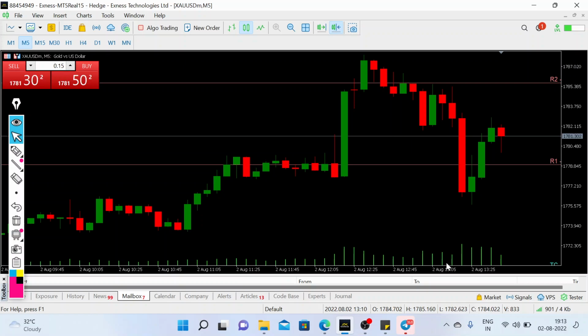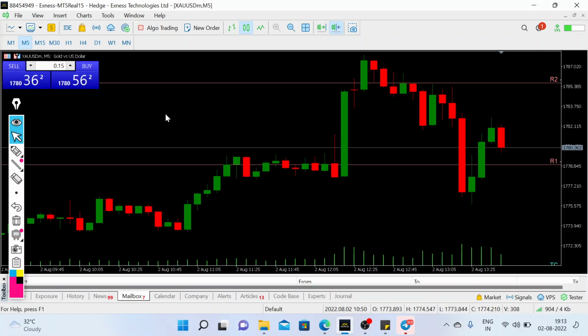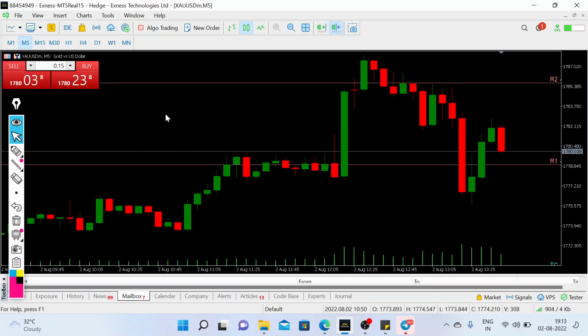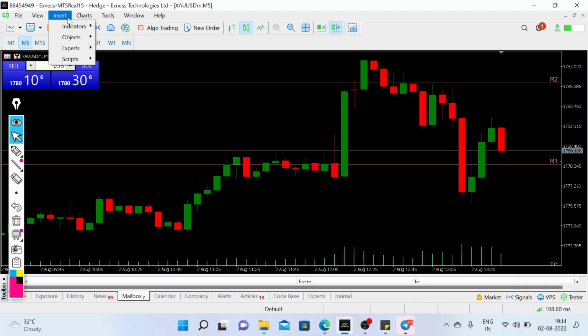For this method, what you actually need is just three moving averages. And for the software you can use MT5. This is MT5. You can use this method and strategy on MT4 or in TradingView also. So for this example I'm using MT5 here, and this is the live chart. What you have to do is insert three moving averages from the Insert menu.